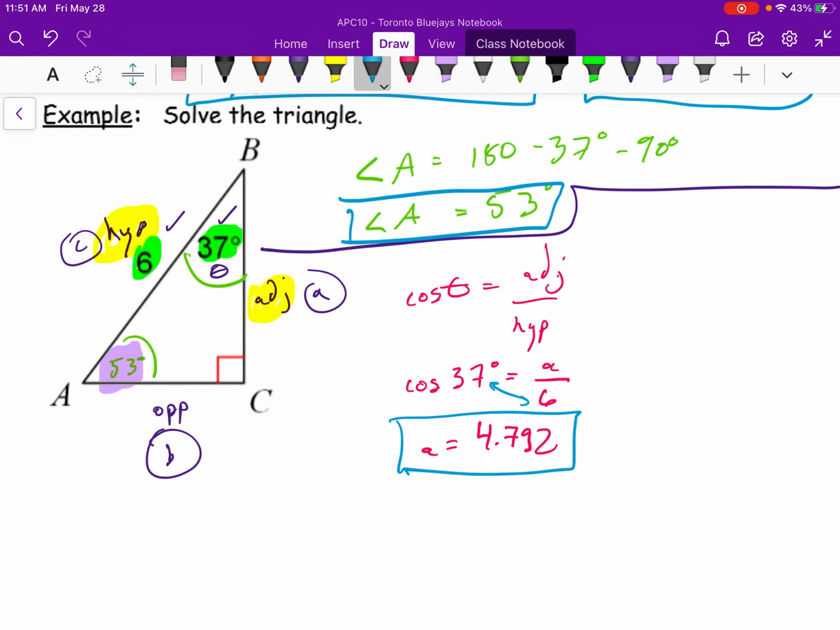Now, if I want to find side B, which is opposite, I'm going to use the hypotenuse. So that is the sine ratio. So sine theta is equal to opposite over hypotenuse. So again, the sine of 37 degrees is equal to my opposite over my hypotenuse. And what I get is B is equal to 3.611.